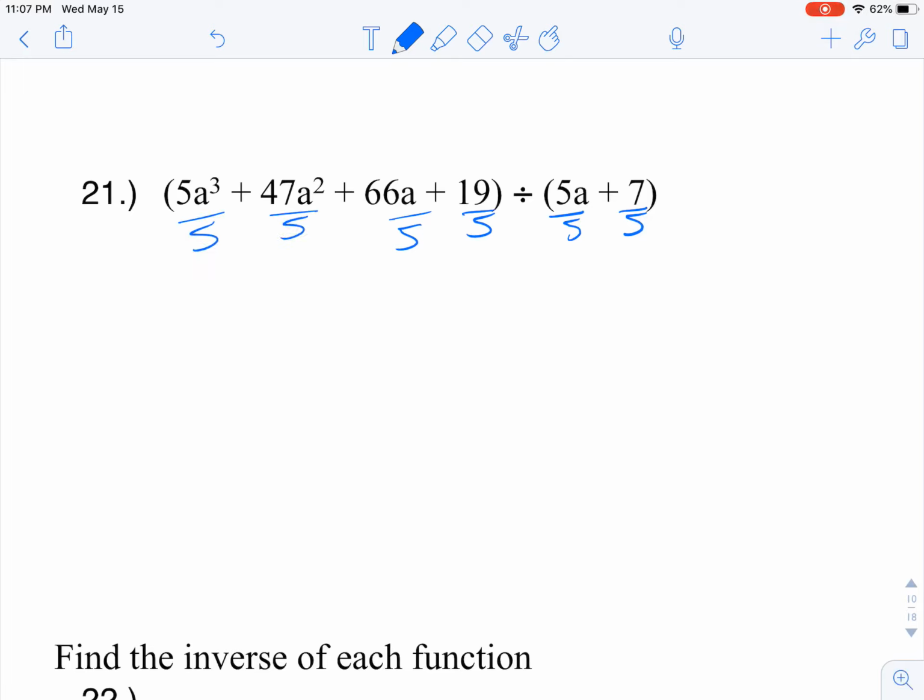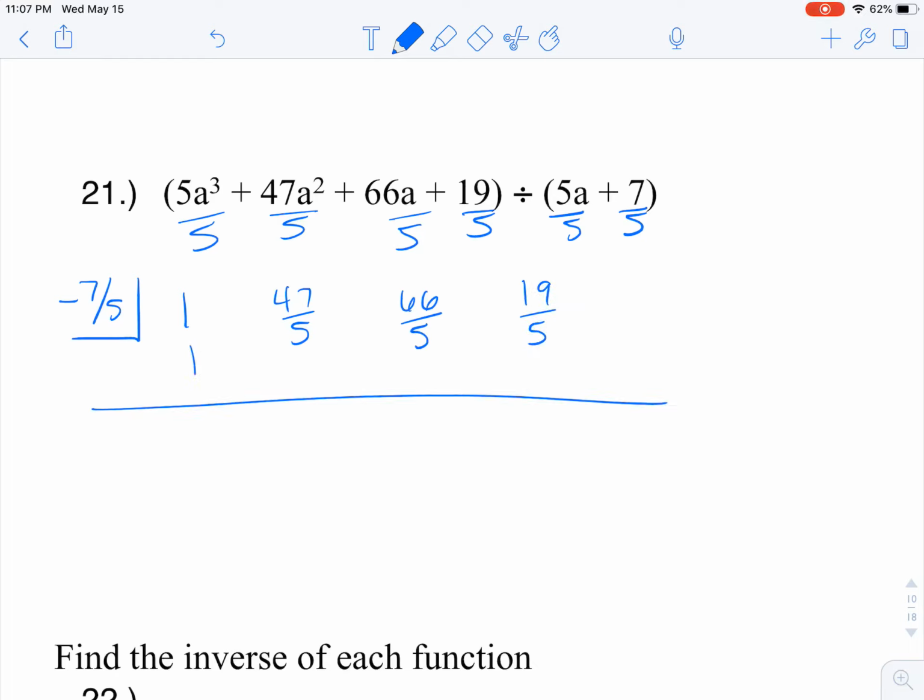All right, so we have negative 7/5 out here. So this is 1, 47 over 5, 66 over 5, and 19 over 5. First one comes straight down. Negative 7 fifths times 1 is negative 7 fifths. Once you have denominators that have the same bottom number, then you can simply just add the top numbers and keep the denominator. So this would be 40 over 5, which is 8.